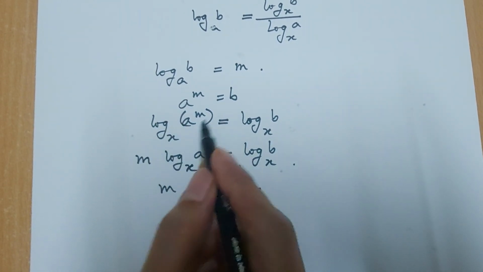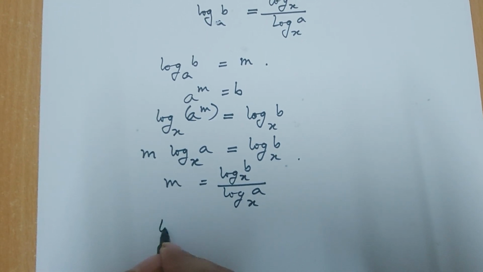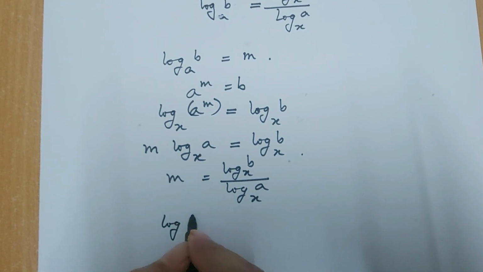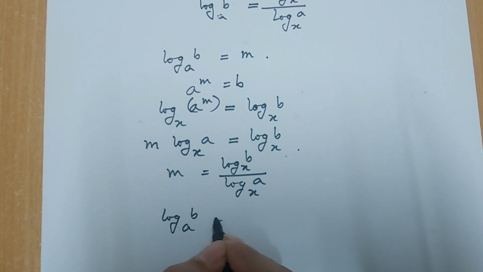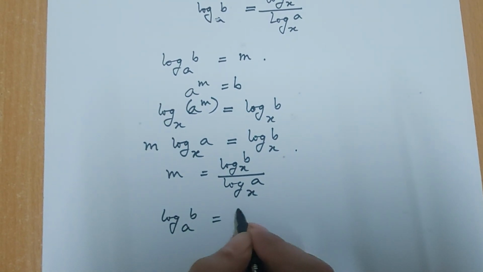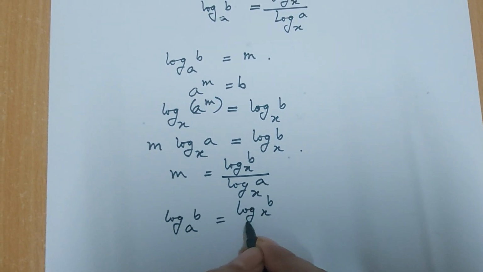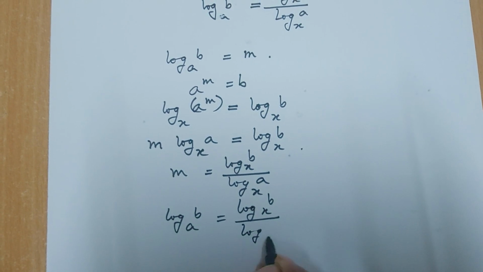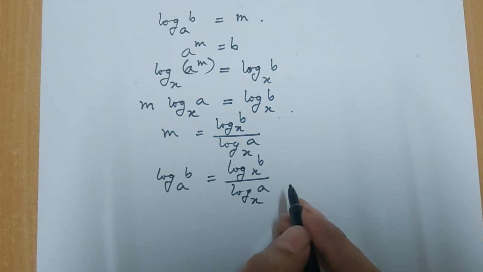That means we can place log b to the base a in m's place. Log b to the base a equal to, we can write it as log b to the base x over log a to the base x. In this way you can easily prove this formula.